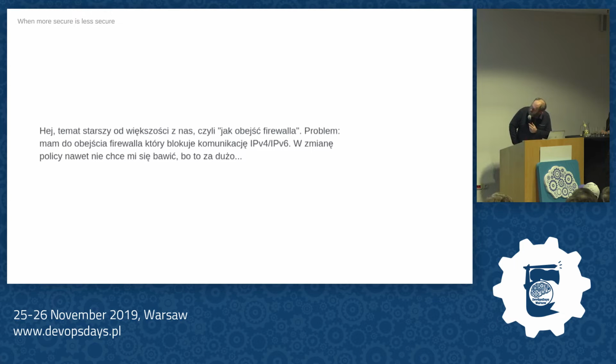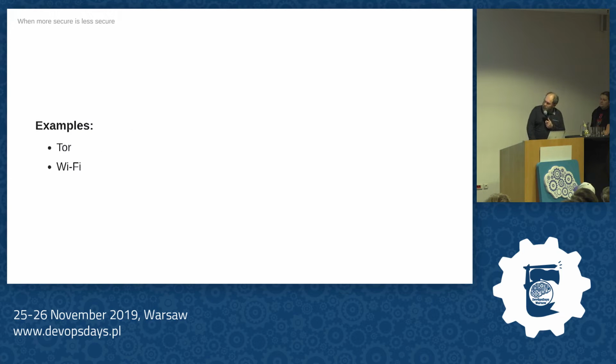Hey, some of you may have the same problem. How to circumvent the firewall? The problem is that everything is blocked, IP4 and IP6, and I don't know how to circumvent it. So the user will try to do this. And what are the consequences?